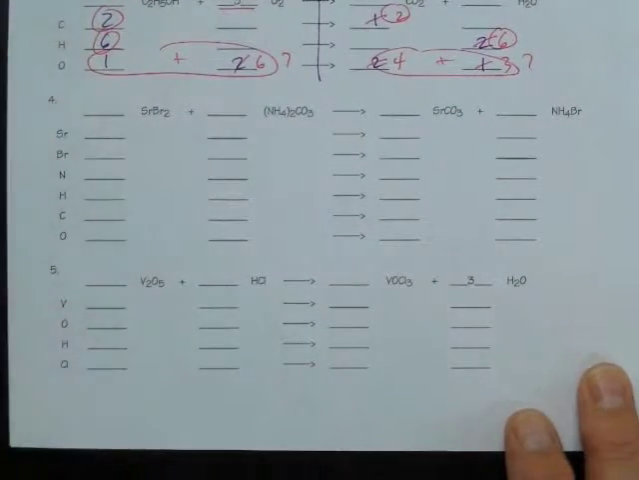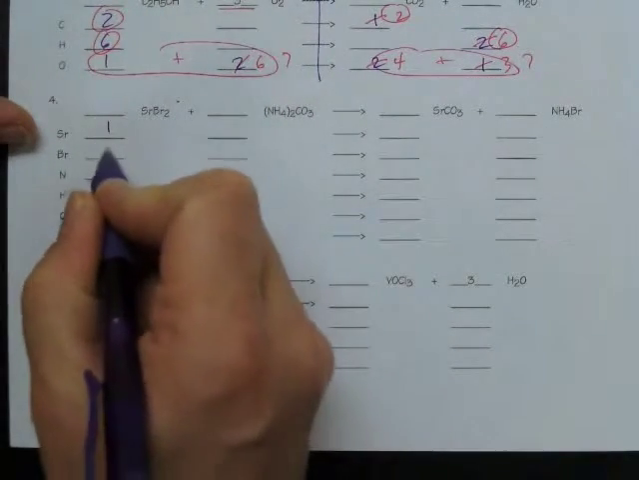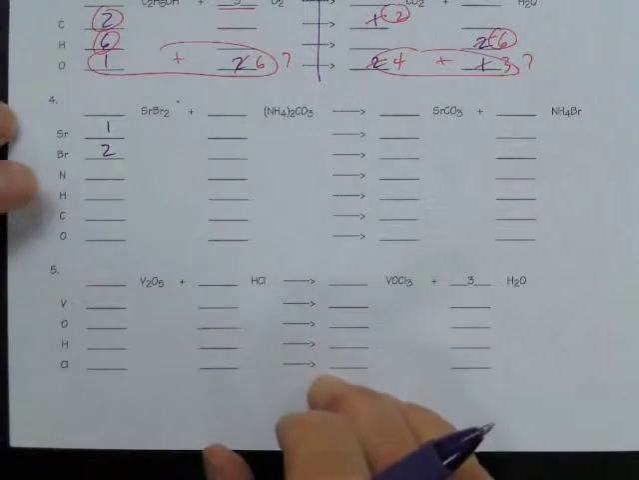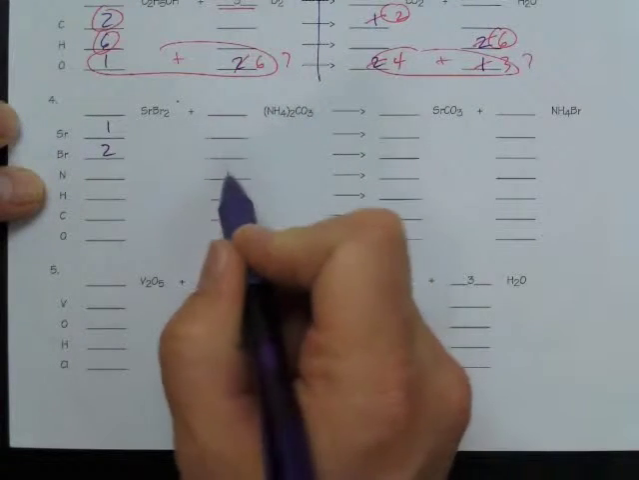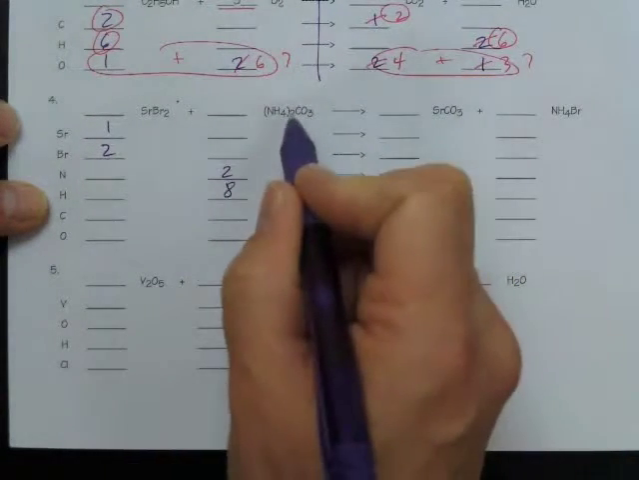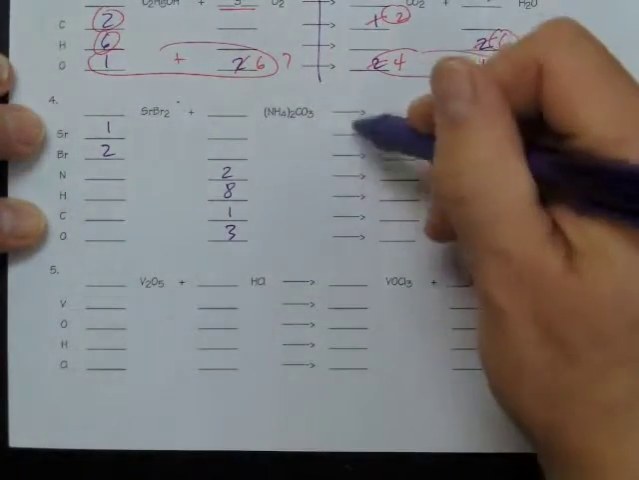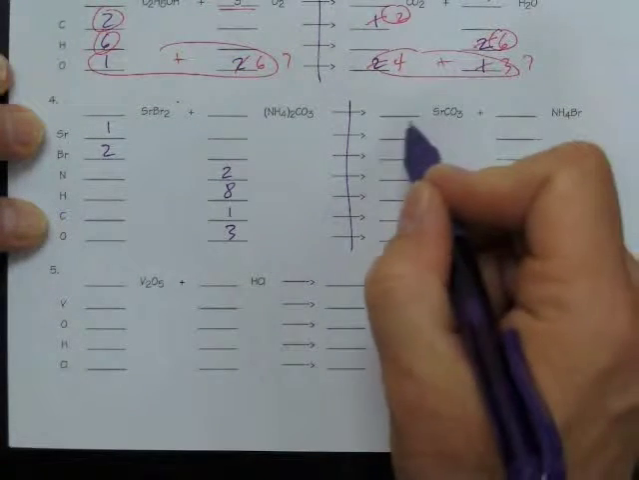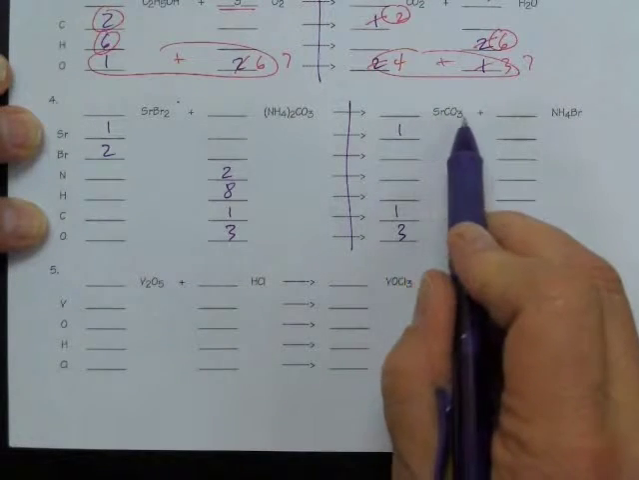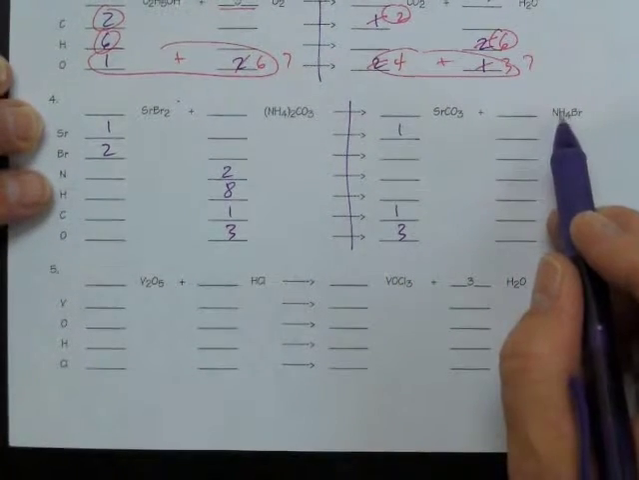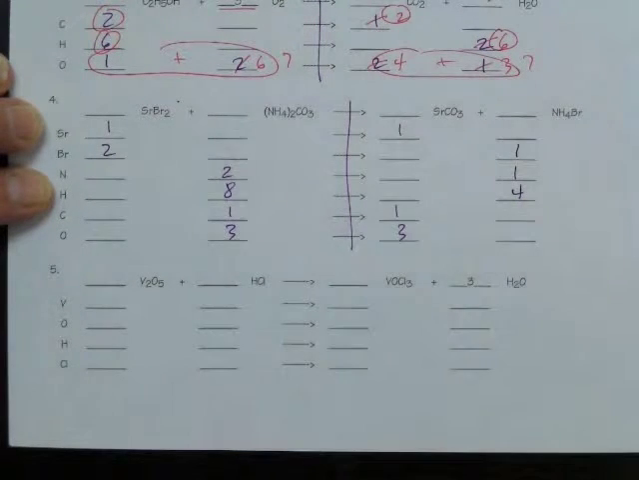Okay, problem number 4. We'll start by counting the atoms of each element, strontium and bromine. And then the next one, the nitrogen, the subscript outside multiplies the nitrogen. There are 2. Hydrogen is 8. 2 times 4 is 8. 1 carbon, 3 oxygens. Divide the reactants from the products just to keep track. 1 strontium, 1 carbon, 3 oxygens. I'm counting these atoms. And then over here for nitrogen, 1 nitrogen, 4 hydrogens, 1 bromine.